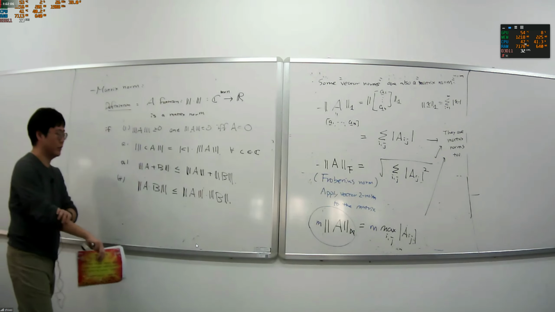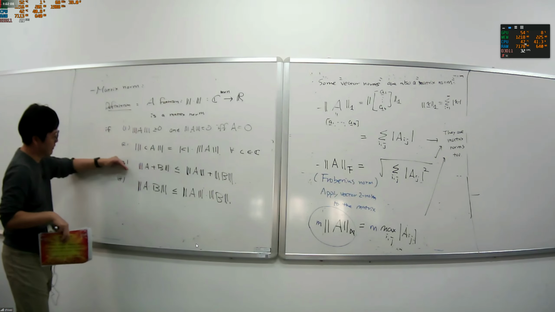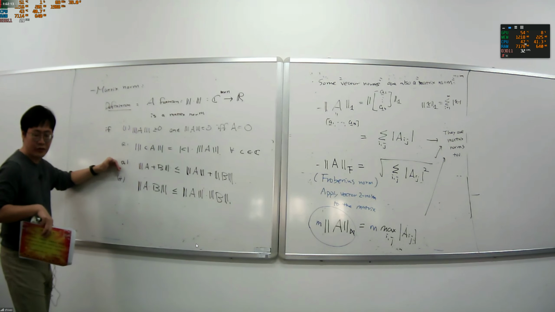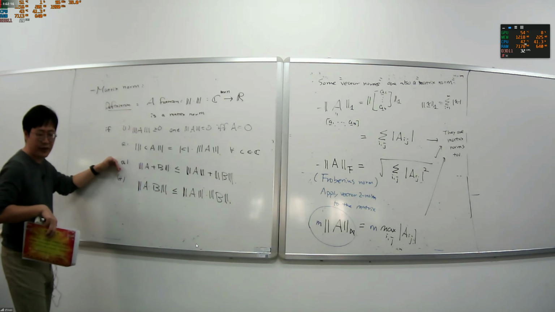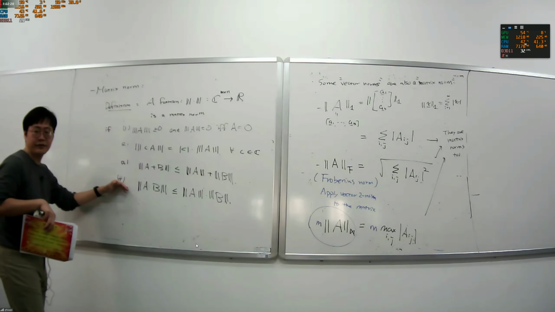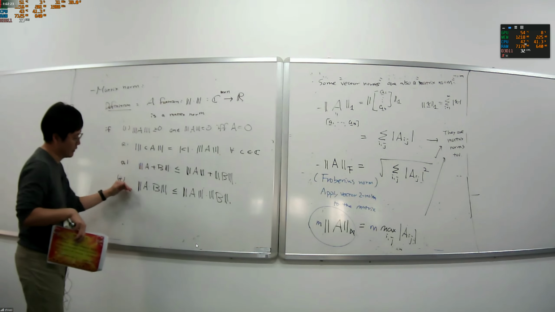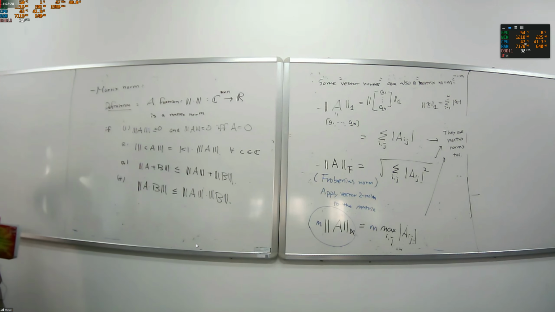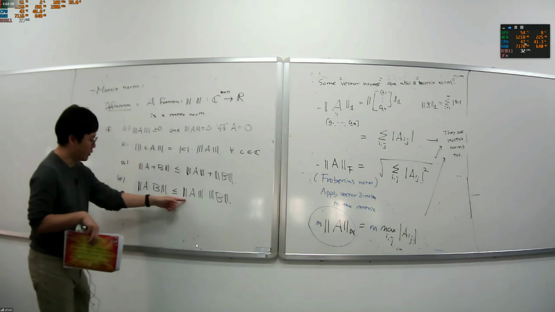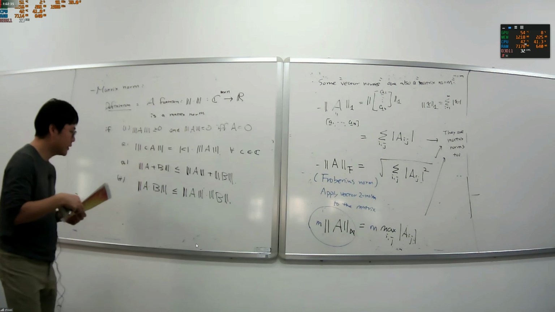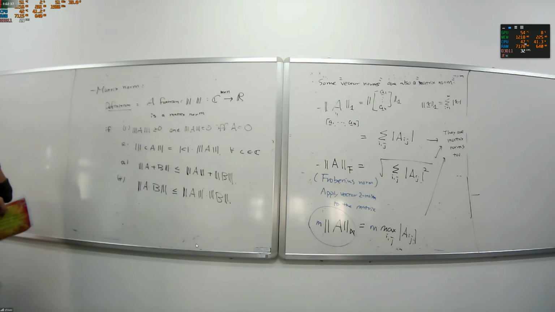Any questions here? You can check. But these are all quite obvious, because properties 1, 2, 3 also hold for the vector norm. So actually, you only need to check the 4th one: whether the norm of the product of two matrices can be bounded by the norm of A and the norm of B. Any questions?